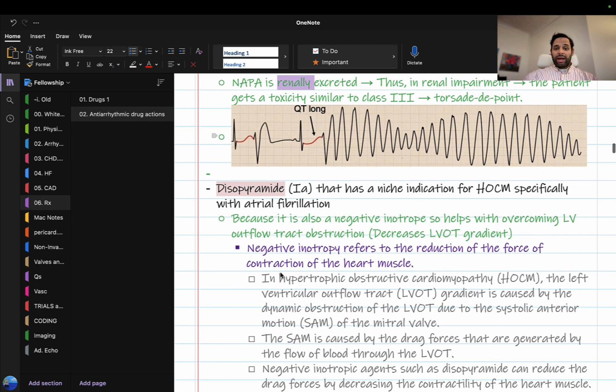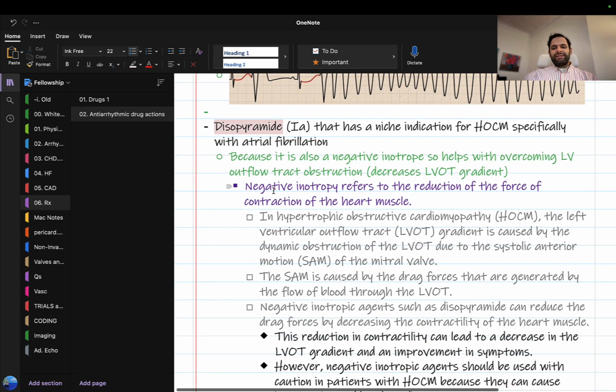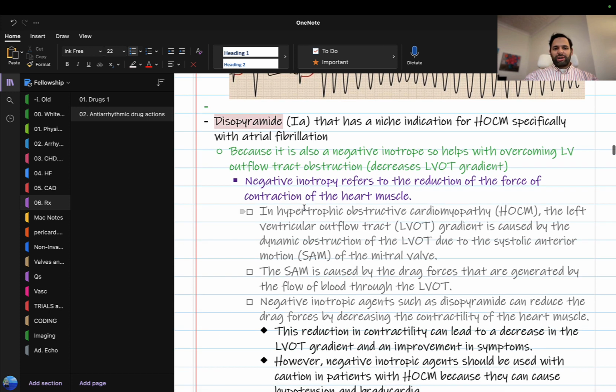Disopyramide is a class 1A, but it has a niche indication for HOCM with atrial fibrillation. This is occasionally tested on the boards because it is also a negative inotrope, so it helps with overcoming LV outflow tract obstruction by decreasing the LVOT gradient. It has negative inotropic effects, reducing the force of contraction of the heart muscle.